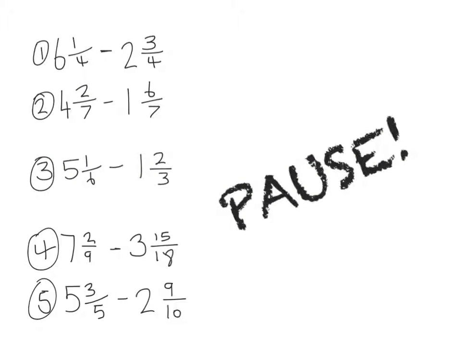Time for you to pause the video now and have a go at using the technique of your choice for yourself. The first 2 have got mixed numbers with common denominators, so no conversions are necessary, but 3, 4 and 5 are a little trickier. Do your best, have a go, and we'll see the answers in a moment.